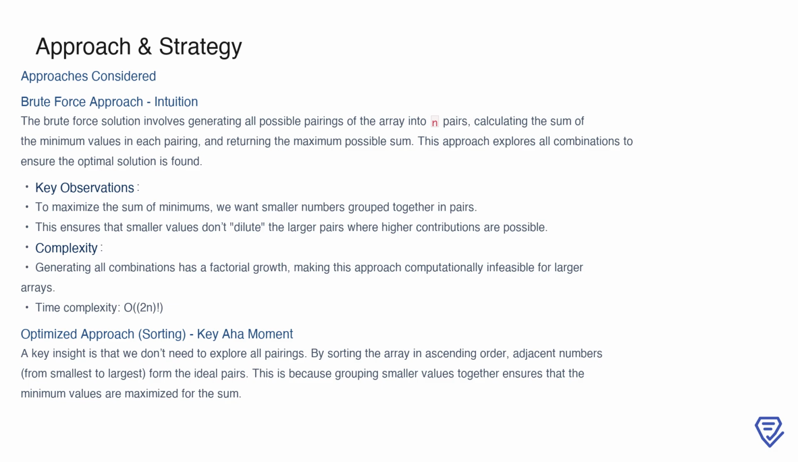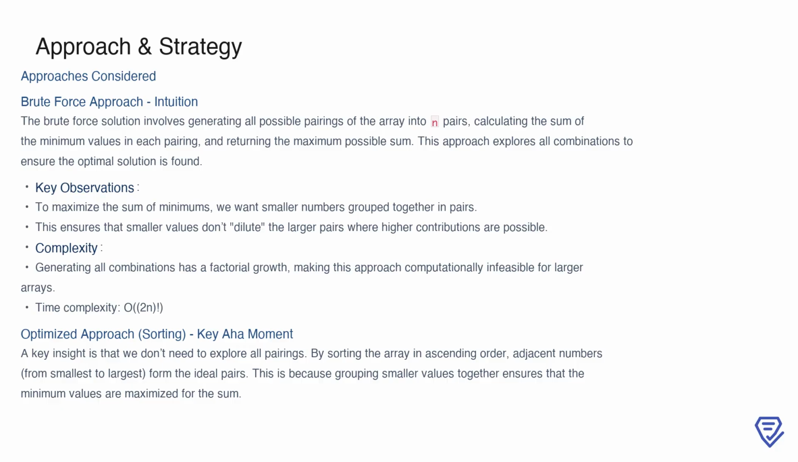Now, one key observation is that to maximize the sum of these minimums, smaller numbers should ideally be grouped together. This pairing strategy minimizes the dilution of larger values, allowing us to maximize contributions from other pairs. However, while this approach guarantees correctness, it's computationally infeasible for larger arrays due to its factorial growth. Generating all combinations results in a time complexity of O(2n), which quickly becomes impractical as the size of the array increases.